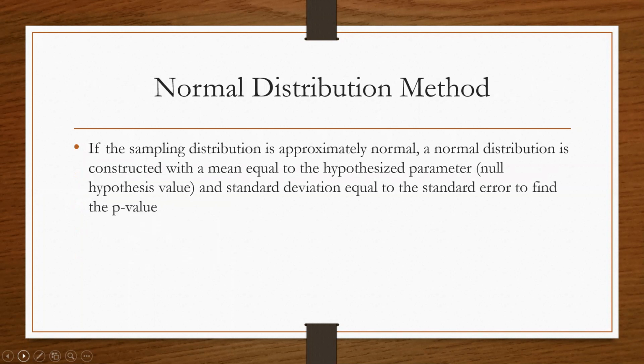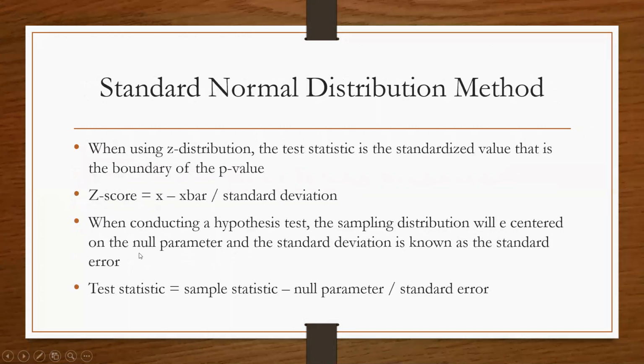So the normal distribution method: if the sampling distribution is approximately normal, a normal distribution is constructed with a mean equal to the hypothesized parameter, which is another way of saying the null hypothesis. And the standard deviation is going to be equal to the standard error, and you got to use this to find the p-value. You guys have already done this, to find the p-value. It's just a little bit of a different twist on it.